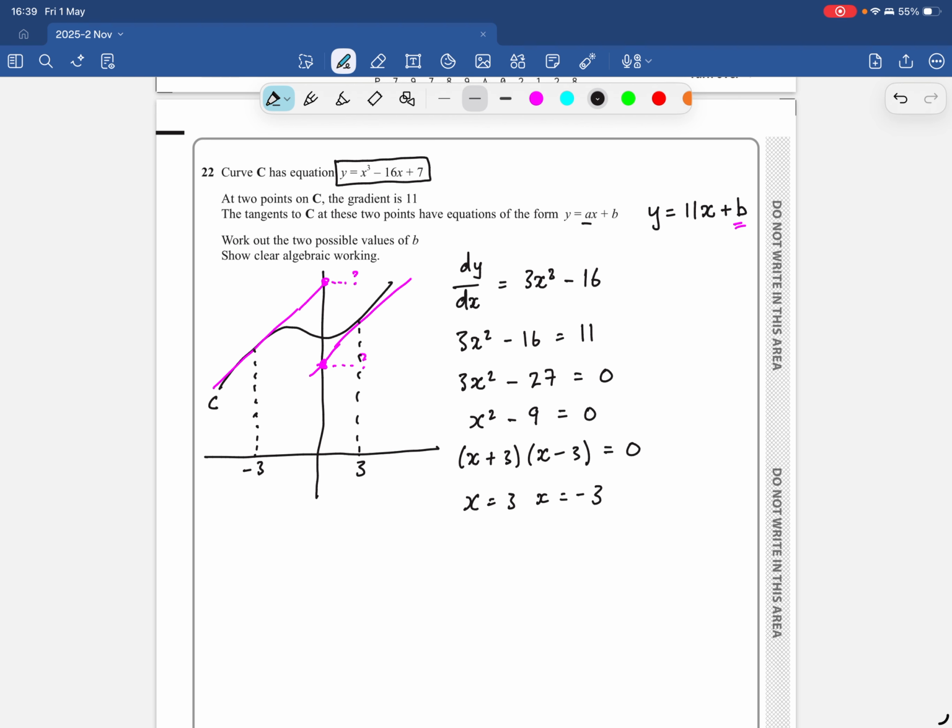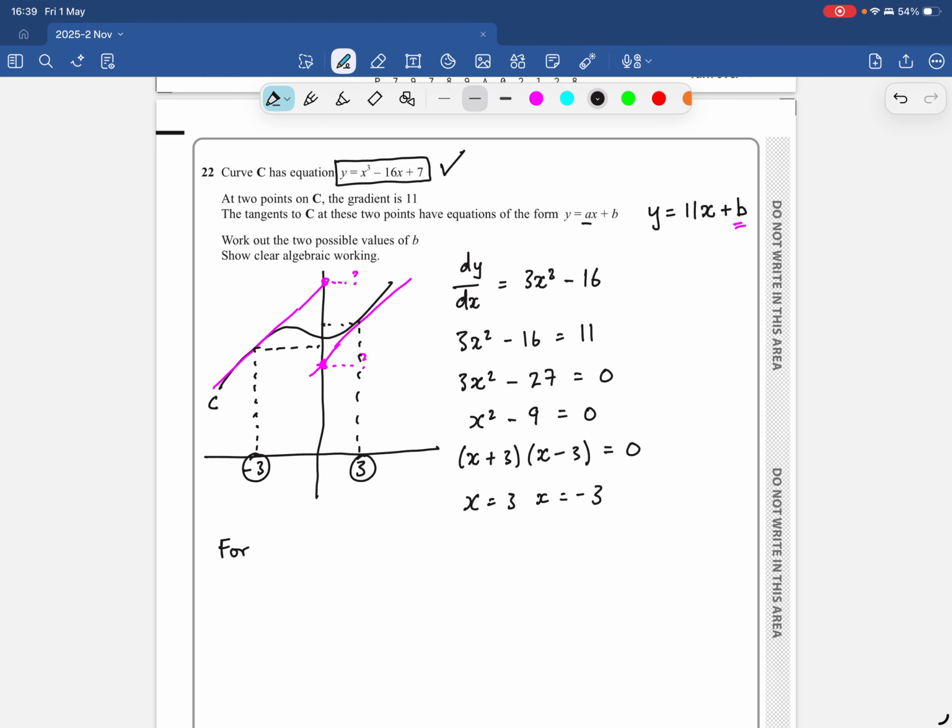We've got our a in this y equals ax plus b, but we haven't got the y's. But we can find those, because if we plug minus 3 and 3 into this function here, we will get these y values here and here. And then for each of those, we'll have an equation y1 equals 11x1 plus b, and we'll know what y1 and x1 are, so we can find b. And we'll have y2 equals 11x2 plus b2, and we can solve then for the other b. And that's the plan.